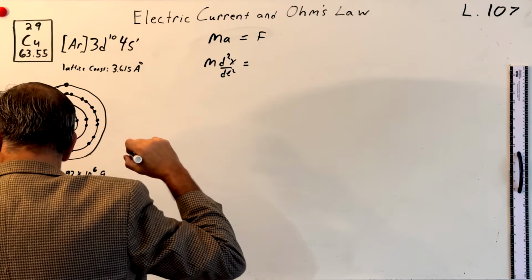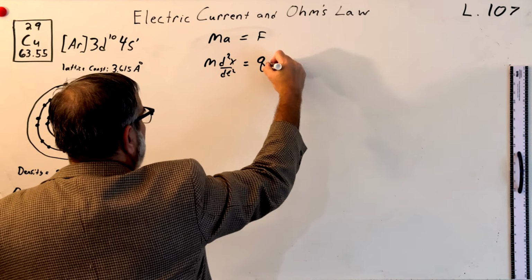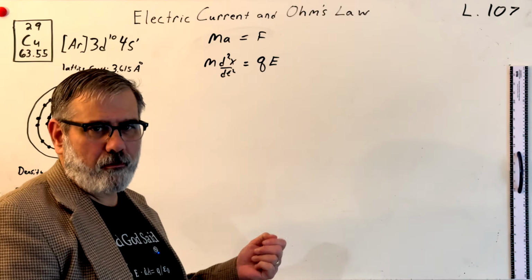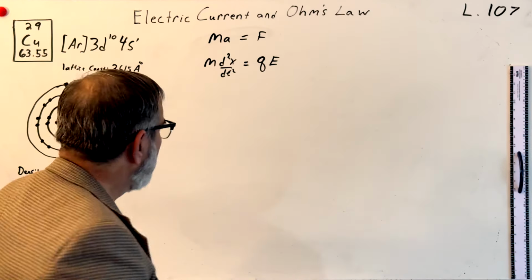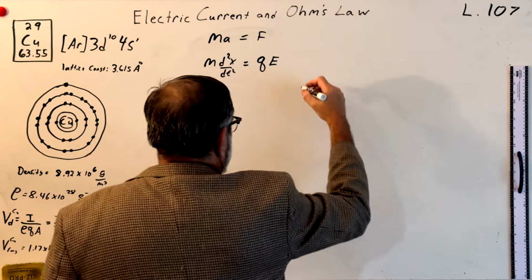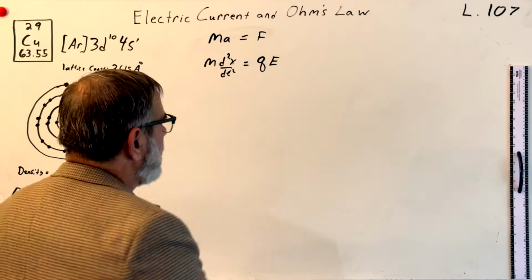And we're going to have an electric field, right? So we'll have Q times E. That's a force, right, of an electric field on a charge Q. Remember, this is one single electron that we're modeling here. I'm going to put in a new force that we haven't considered before in our little oscillator model.